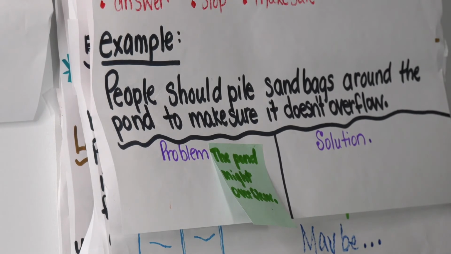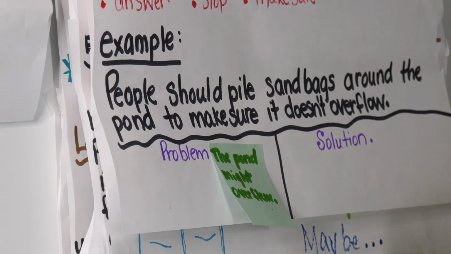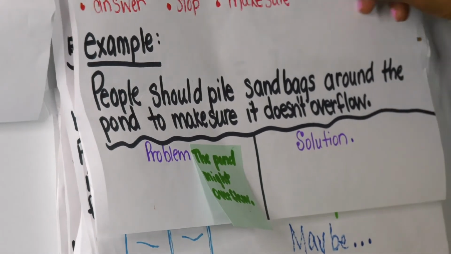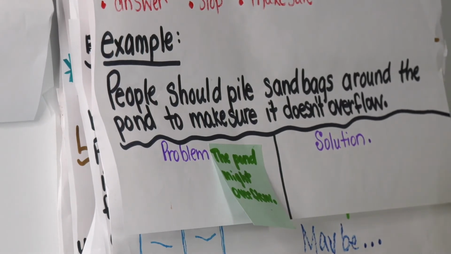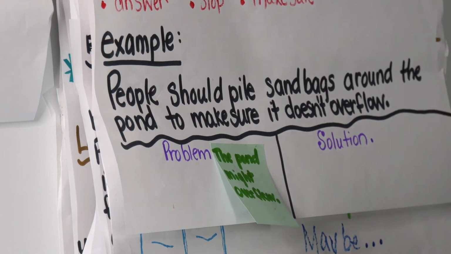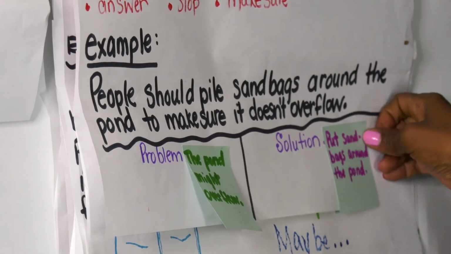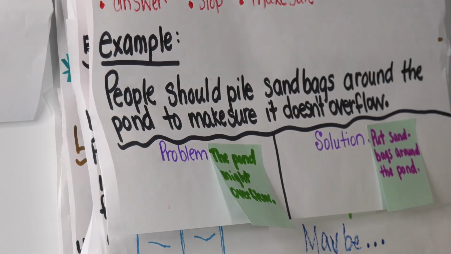And what would be the solution? How would they prevent the pond from overflowing? Jimmy. Go ahead and reread that again, boys and girls. We want to come up with our solution, how we're going to fix the problem. Jimmy, did I hear you say put sandbags around the pond? I don't know what I'm going to do with you guys. You guys are just so amazing. I can tell that you clearly understood the problem and solution.